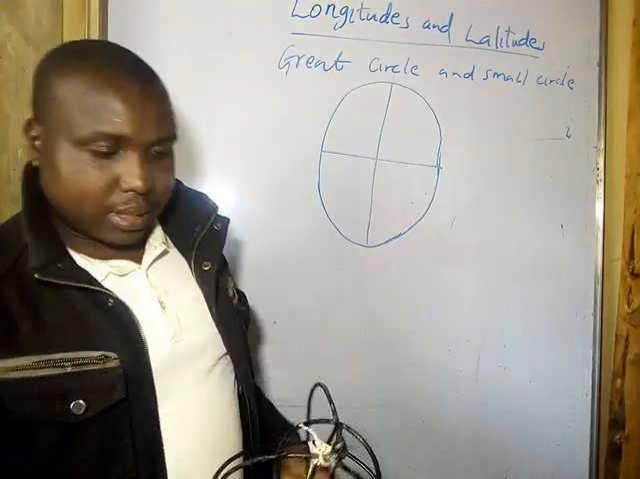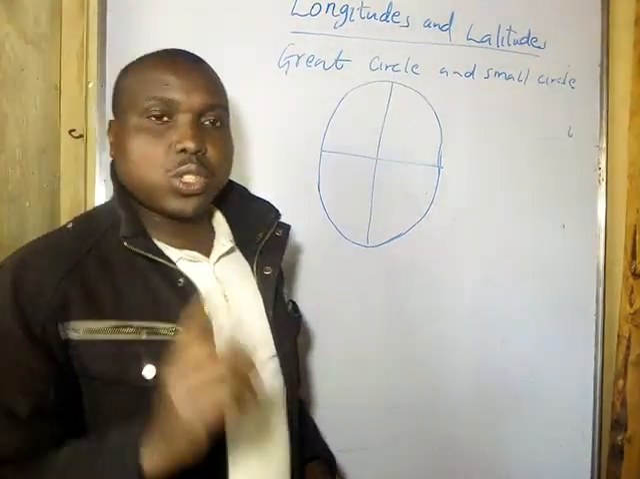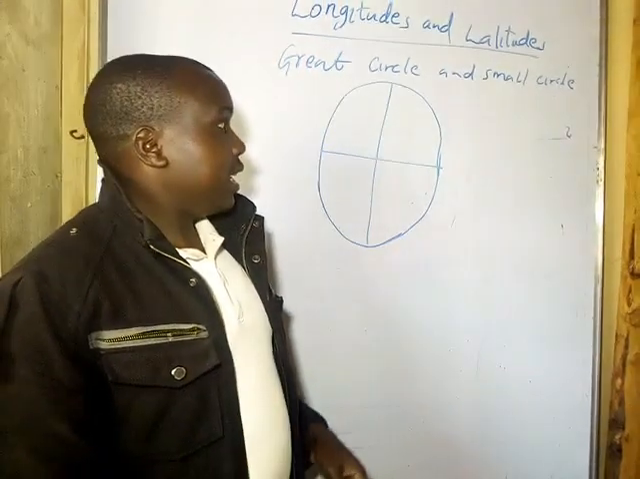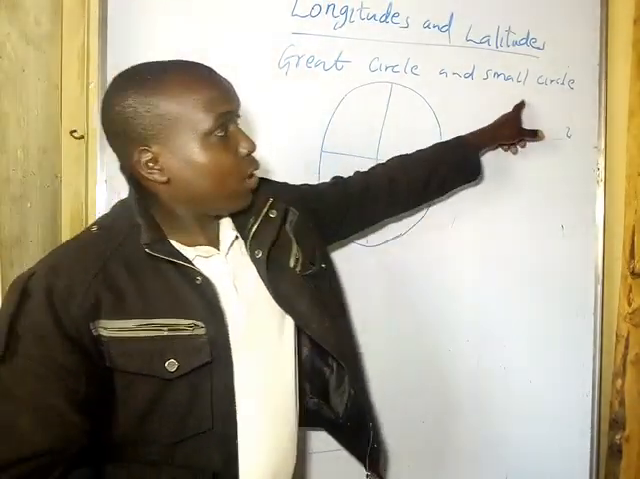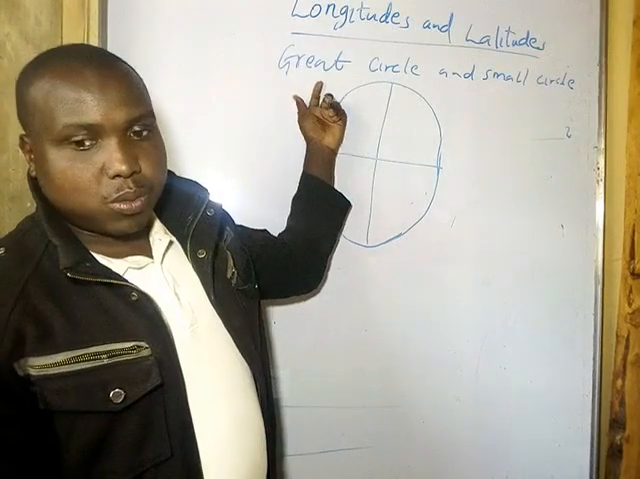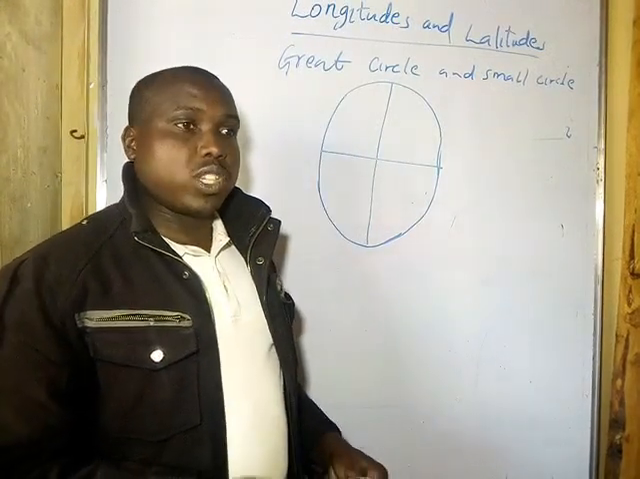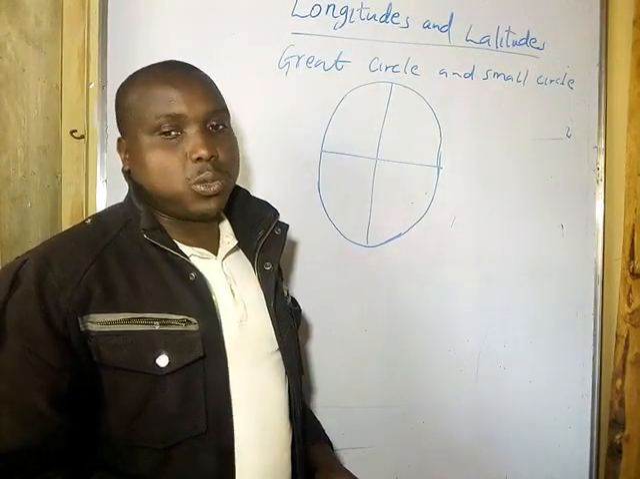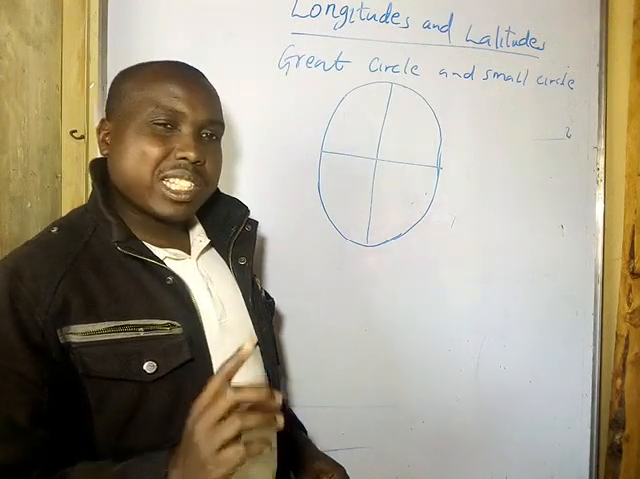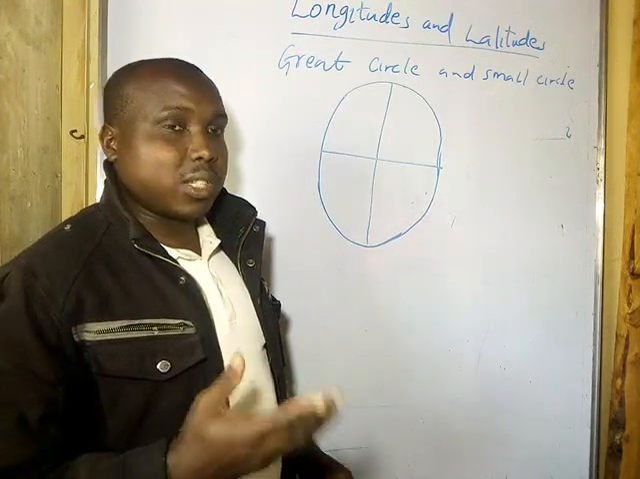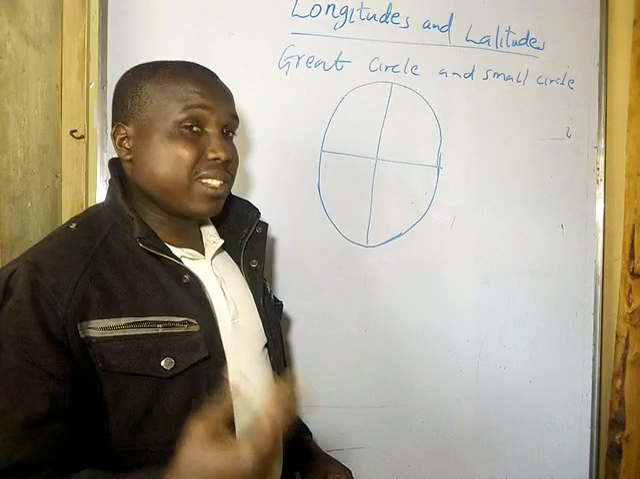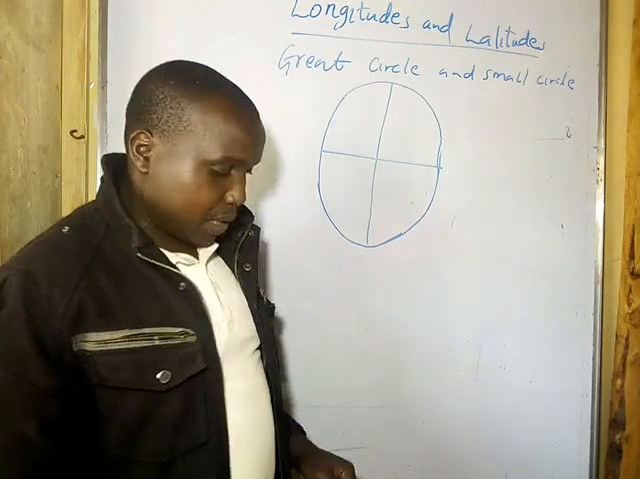Longitudes and latitudes. So the first thing we should know is the difference between a small circle and a great circle. Once you know that, that is where many people have a problem. So we want to know what is the difference between a great circle and a small circle. Once we identify that, everything is going to be clear.